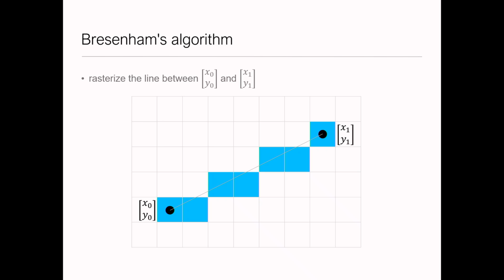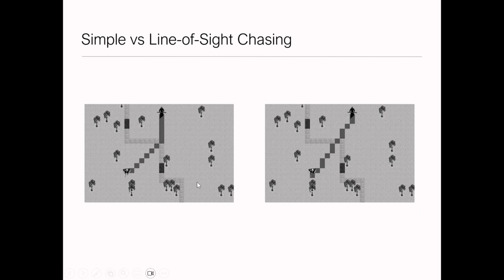And so if you're going to do line of sight chasing on a grid-like world, somewhere in your game engine, somewhere in your code is going to be an implementation of Bresenham's algorithm. And so with line of sight chasing, instead of moving left and right and then moving up, you're just going to move in a more or less straight line towards the prey.